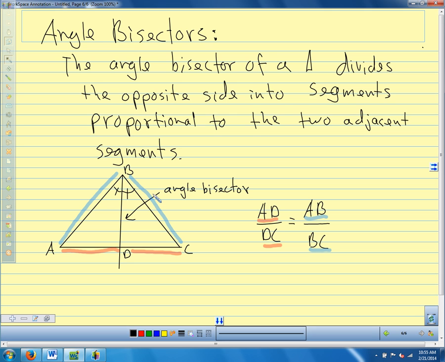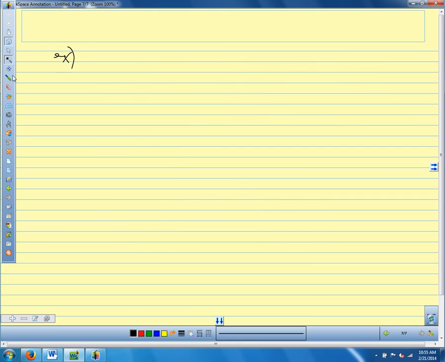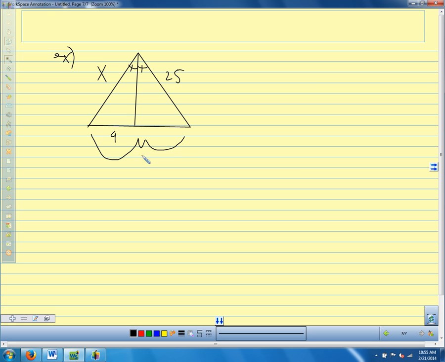So questions there? So let's take a look at a quick example with this idea, and then we'll be done. Triangle, angle bisector, X, 25, 9, and that whole side is 24. And we want to find X.